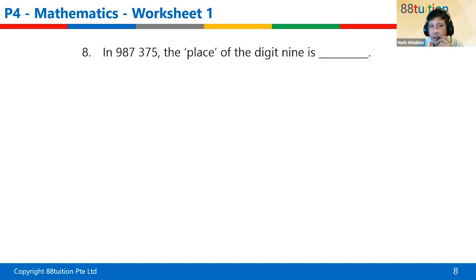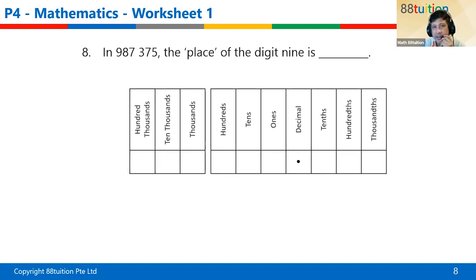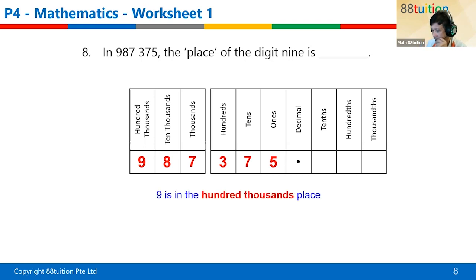Next question, still on place value. So let's just pull out our chart. And we're going to fill in the 987,375. So we start from the ones place, the 5 goes to the ones place, and we work leftwards. Okay, now we look for the digit 9. It appears in the 100,000s place. So the question is just asking for the place. Therefore, 100,000s is the answer.